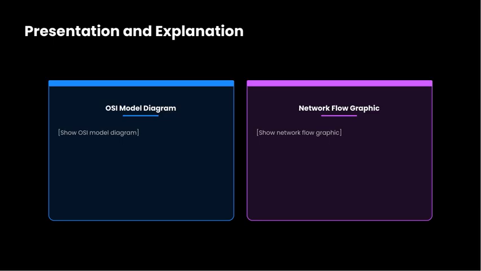Now, let's take a closer look at the OSI model diagram on this slide. As you can see, the OSI model is divided into 7 distinct layers, each with its own specific role in network communication. From the physical layer at the bottom, which handles the actual transmission of raw data, to the application layer at the top, where user interactions occur. This layered approach helps us understand how data moves through a network in a structured way.